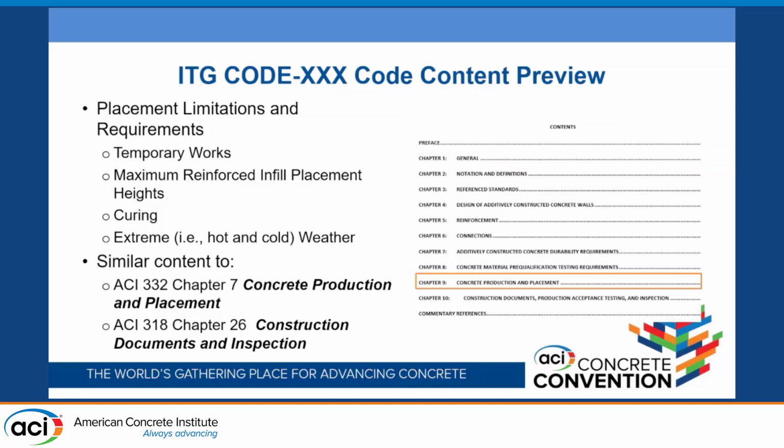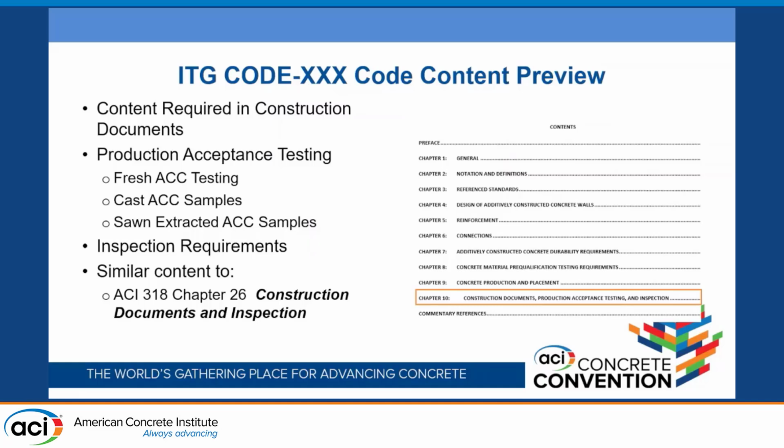Chapter 9 is production and placement, and in this chapter is where the on-site quality control is listed. So temporary works gives you some maximum infill placement heights, curing procedures, and what to do in extreme weather. It's going to be similar to your production and placement chapter in 332 and your documents inspection chapter in 318. Again, this is written in mind that a lot of different processes exist out there, but we want to ensure that there's good performing concrete and safety on these projects.